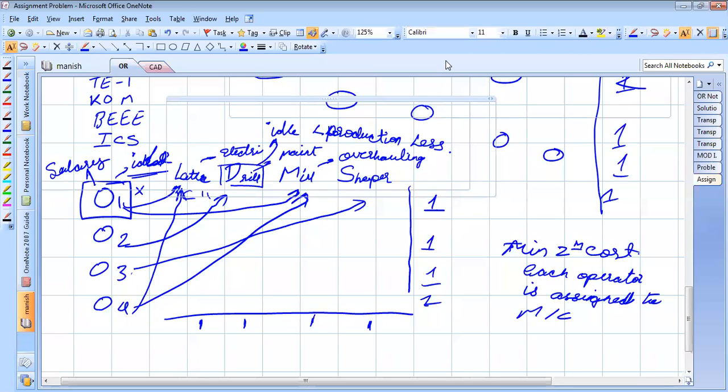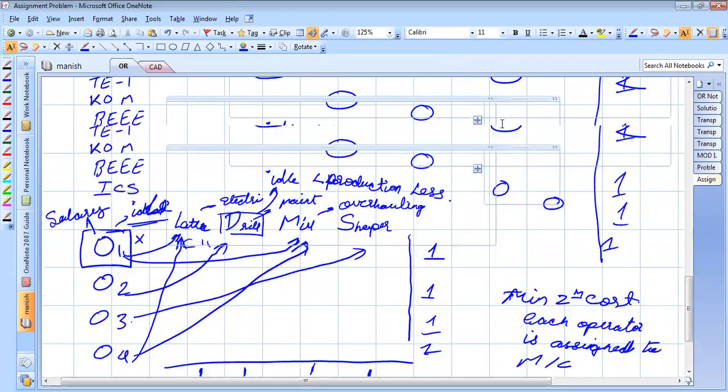Sir, if we are having 3 operators on 4 machines? Then it will be the same thing. The operator can work only on one machine. So if you have 4 machines and 3 operators, each working on one machine, one machine will be kept idle. So that is a problem. You cannot keep the machines idle. You have to keep the machines busy. That is the first thing. But there will certainly be some problems like that.